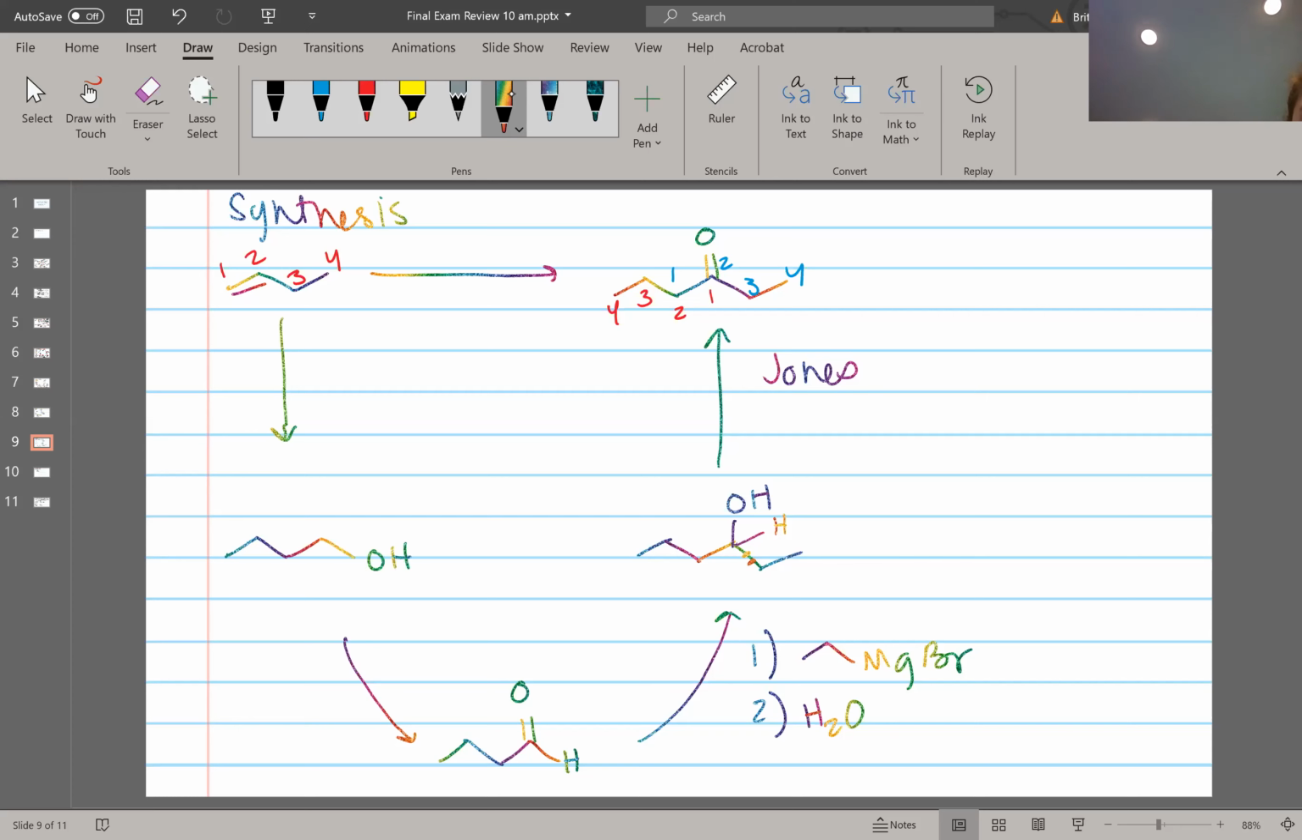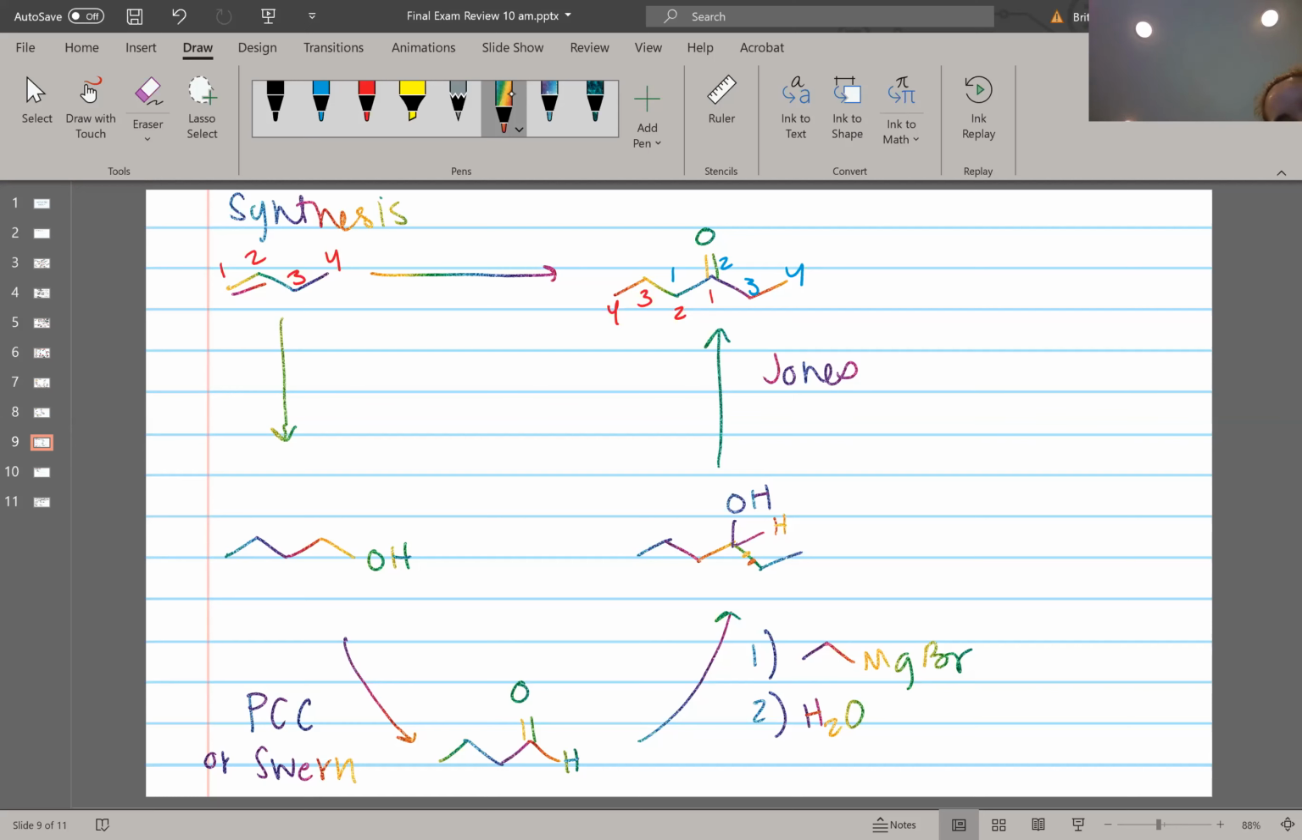So if we have a primary alcohol, how can we turn it into an aldehyde? What reagent would that require? Would it be something like PCC or something that oxidizes? Yeah, it'd have to be PCC, right? Any other oxidizing agent would turn it into a carboxylic acid, or it could be Swern. PCC or Swern. All the other ones would turn it into a carboxylic acid.